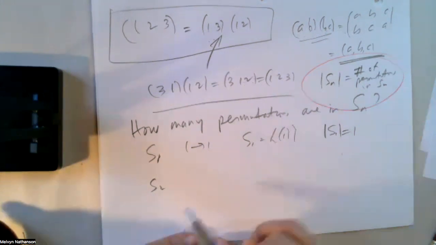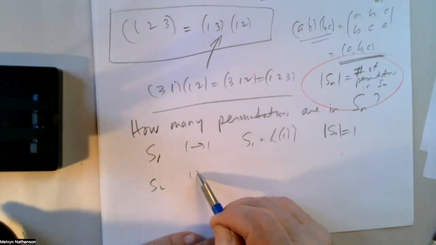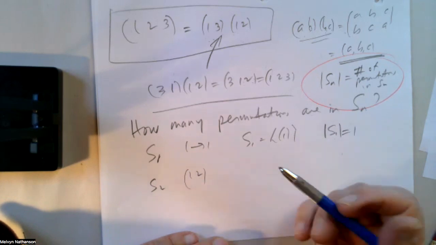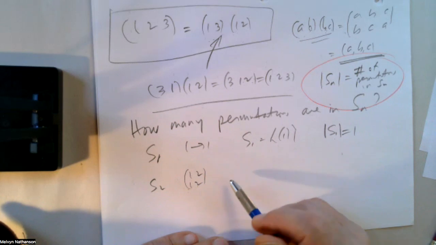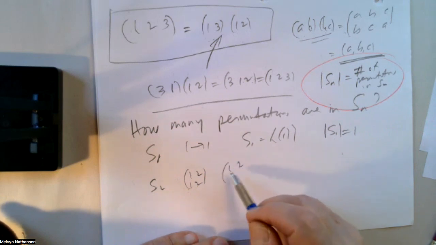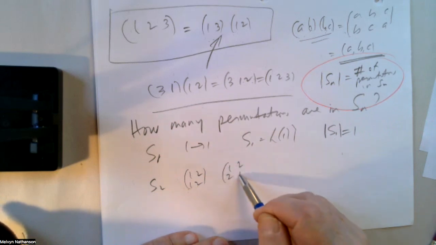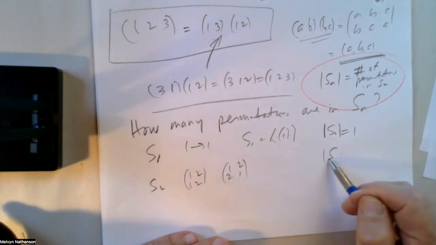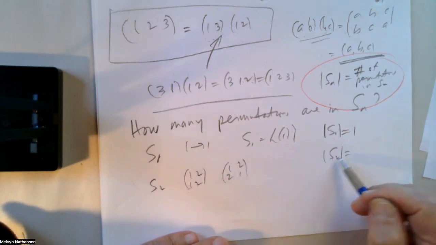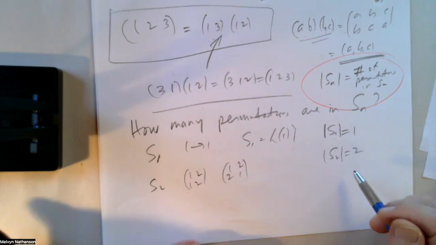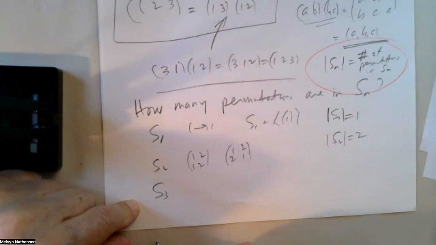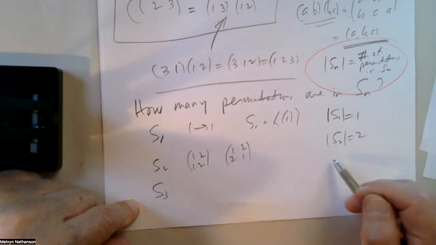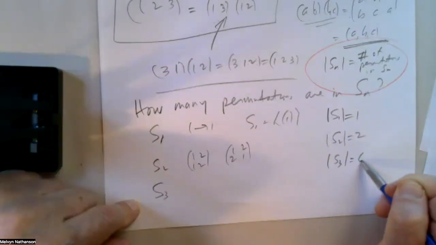What about S2? So you have permutations of 1 and 2. Well, there are only 2 possibilities. You have the identity, 1 goes to 1 and 2 goes to 2. And then the other alternative is 1 goes to 2 and then 2 has to go to 1. So the number of permutations in S2 is 2. What about S3? Well, I actually calculated all the permutations of S3 a moment ago, and we saw there were 6.